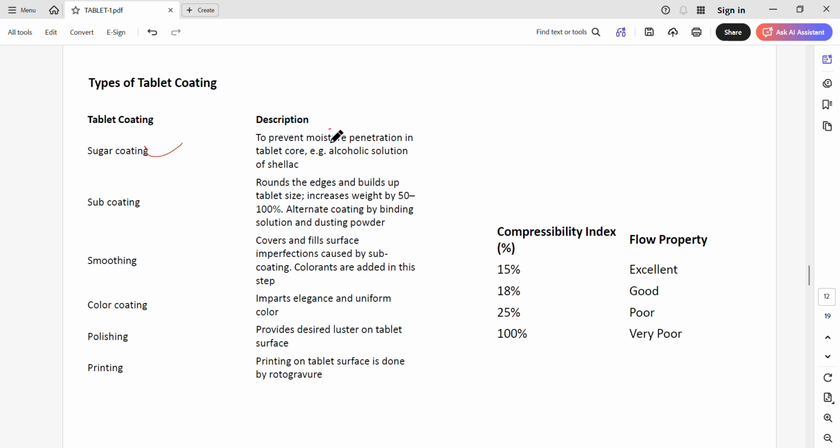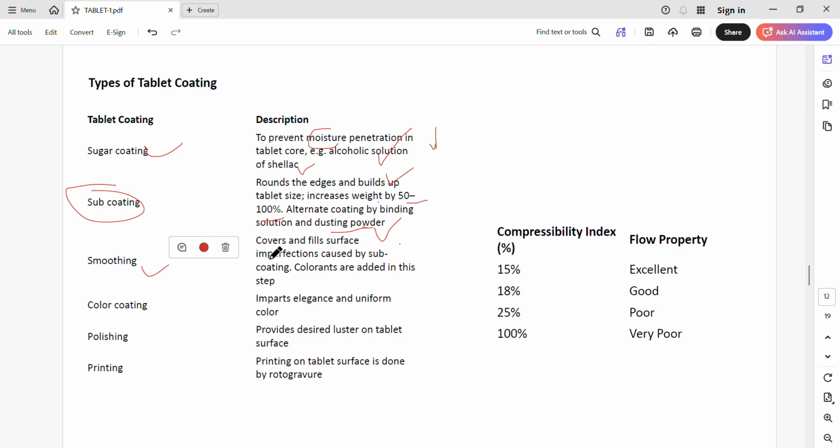In sugar coating, to prevent moisture penetration into the tablet, mainly an alcoholic solution and shellac are used. In soft coating, the round edges are built up, increasing tablet size and weight by 50 to 100%. Alternative coating uses a binding solution and dusting powder.